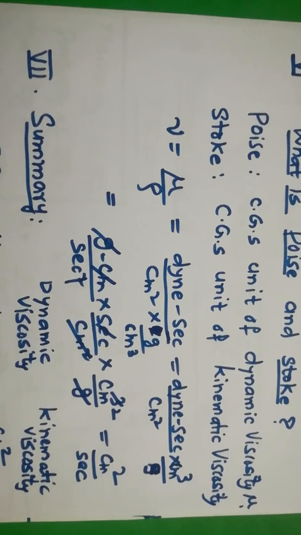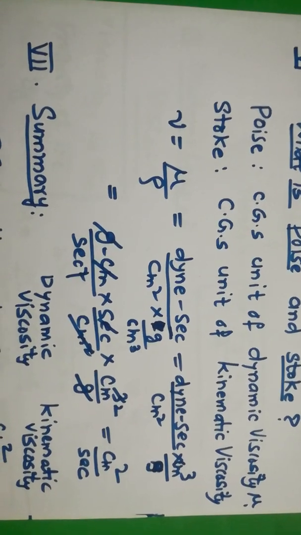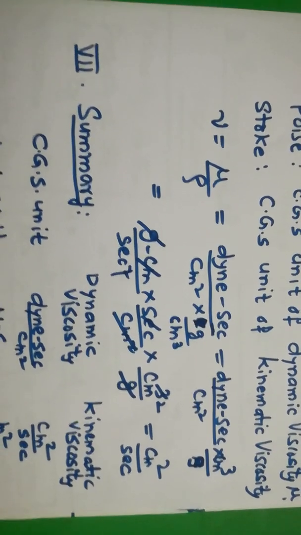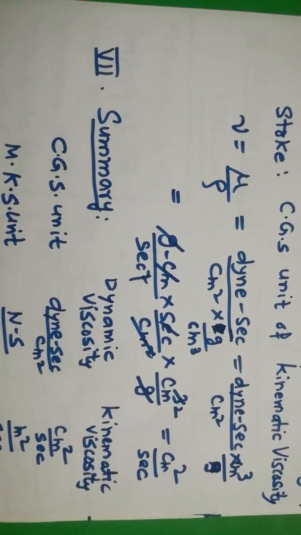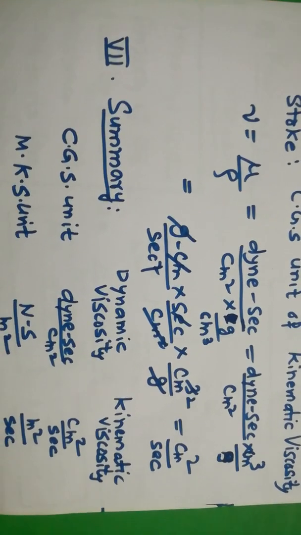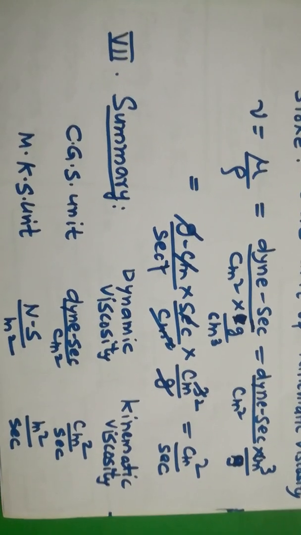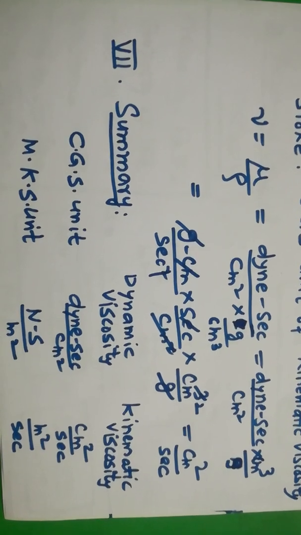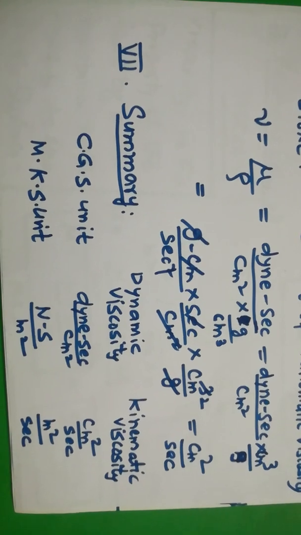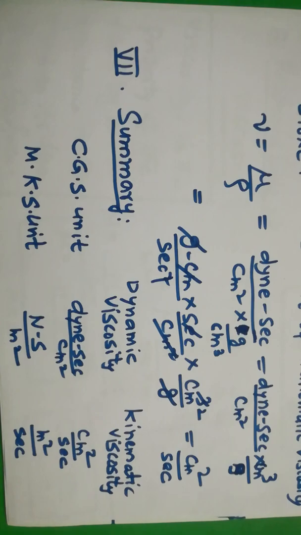Today we have discussed two more important properties of the fluid, which are dynamic viscosity and kinematic viscosity. Let us summarize what we have learned today. I have mentioned here the CGS and MKS units of dynamic viscosity and kinematic viscosity. The CGS unit of dynamic viscosity is dyne second per centimeter square, and the CGS unit of kinematic viscosity is centimeter square per second. Similarly, the MKS unit of dynamic viscosity is Newton second per meter square, and the MKS unit of kinematic viscosity is meter square per second.